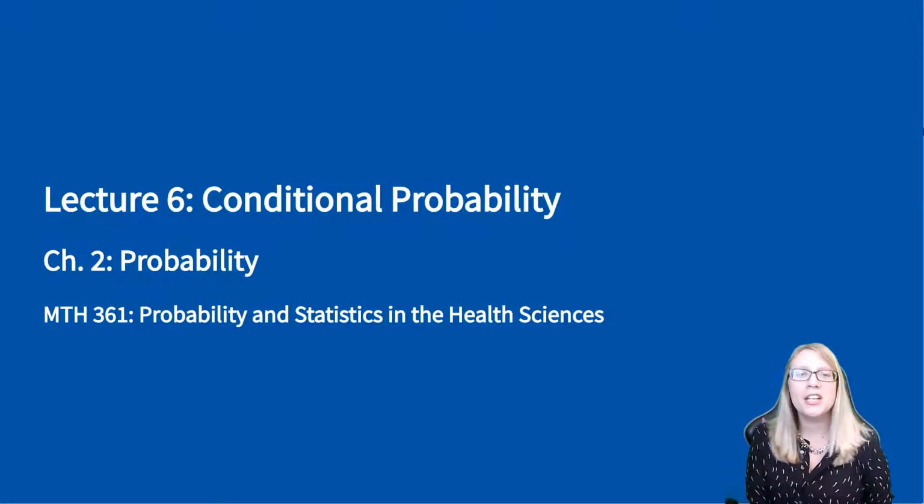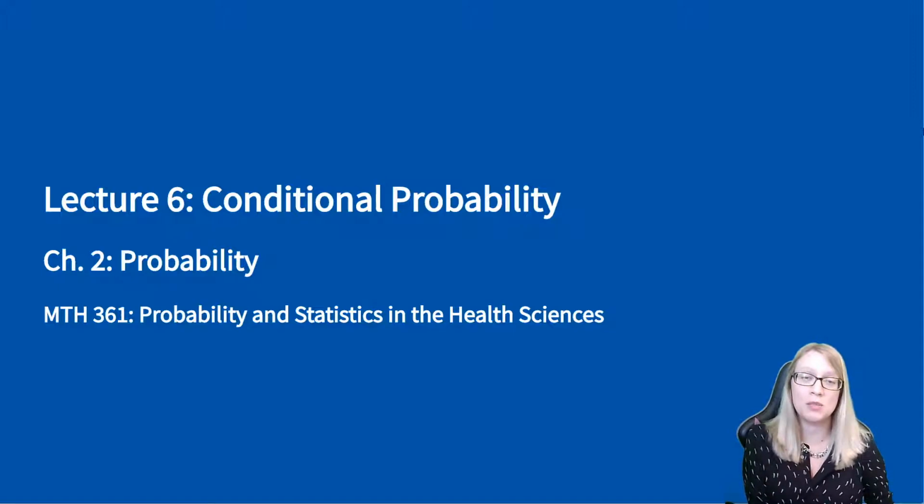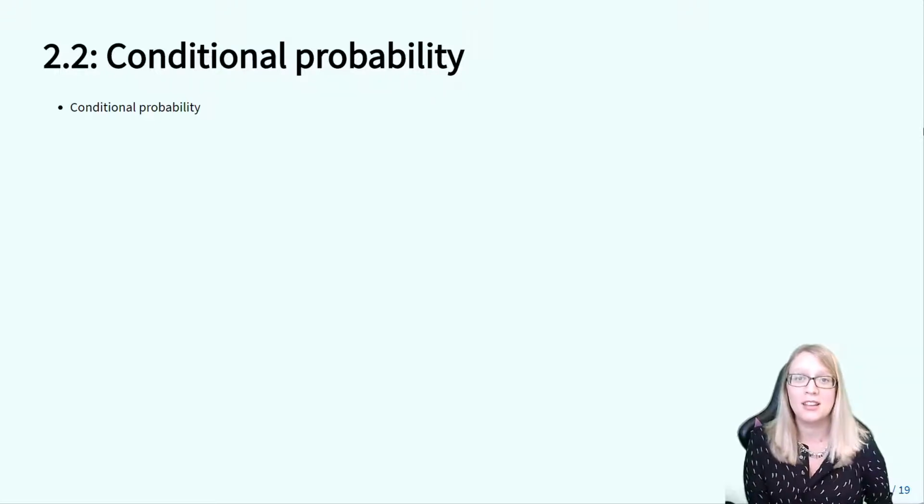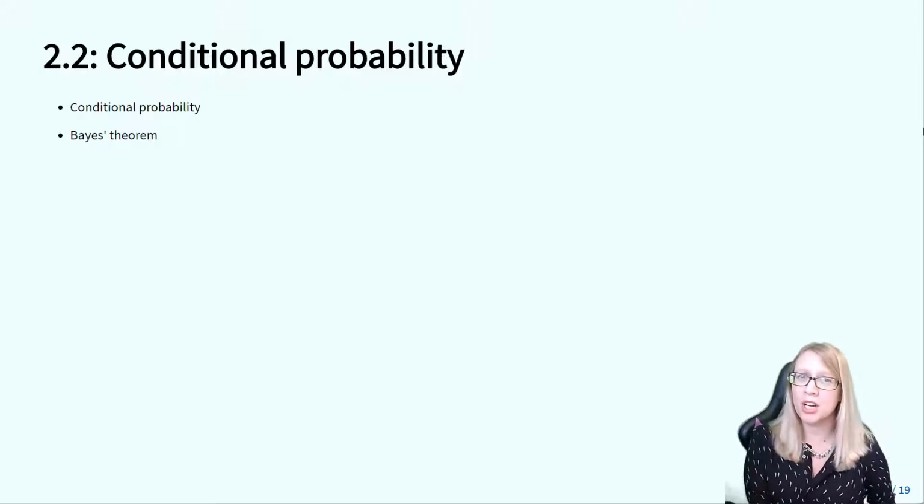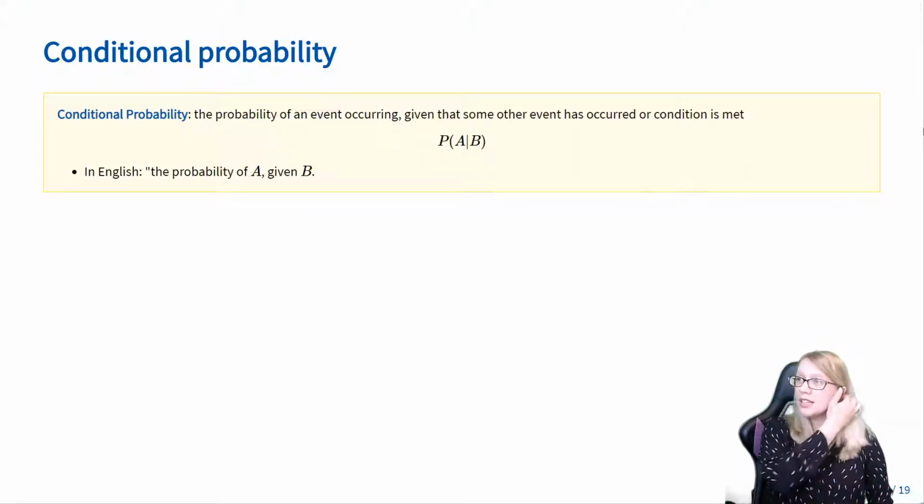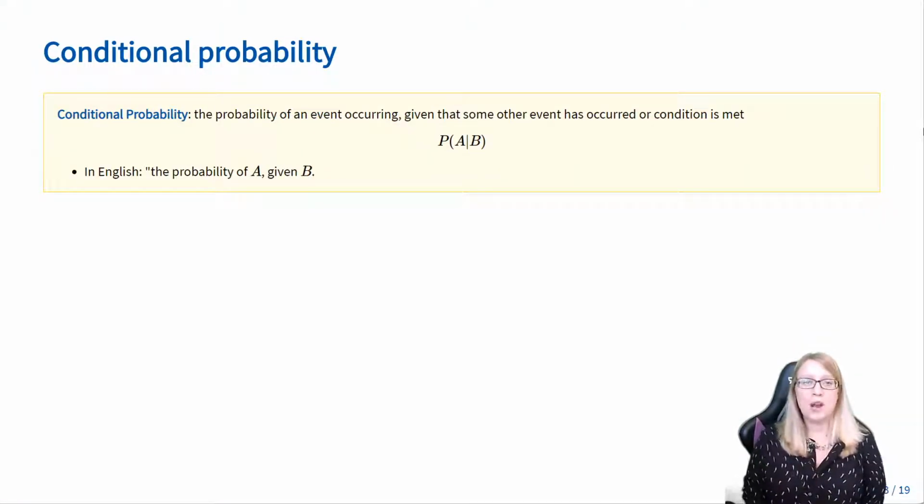Everyone, in this video, we'll talk a little bit about conditional probability. So what happens when we need to restrict or limit our sample space? We'll start by defining conditional probability. We'll then work up to a pretty important theorem called Bayes' theorem and see how we can use that to flip the conditions.